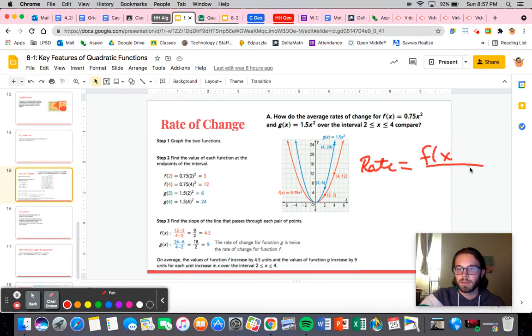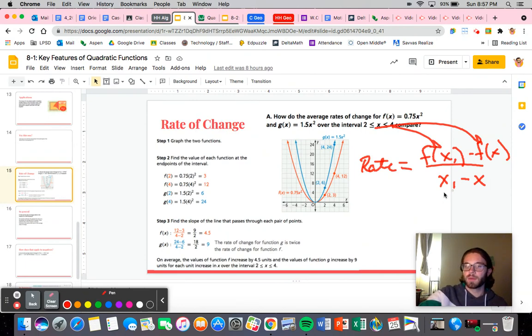f of x 2 minus f of x 1, over x 2 minus x 1. So essentially you do f of 4 minus f of 2, over 4 minus 2. That's what you're going to do. You go through this process, plug it in, and evaluate it: it's 12 over 4 minus 2, and 24 over 4 minus 2.